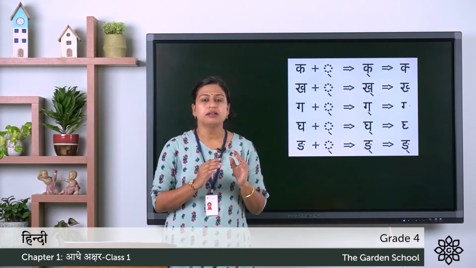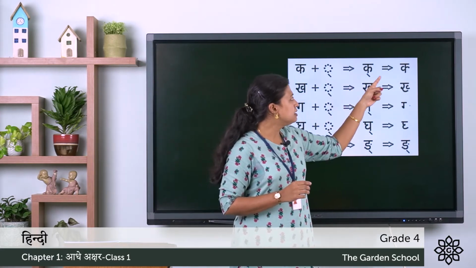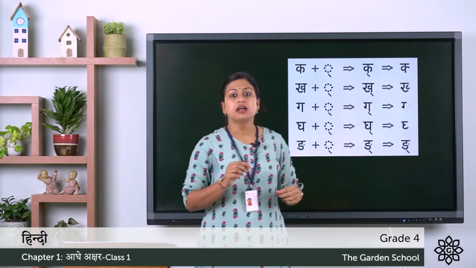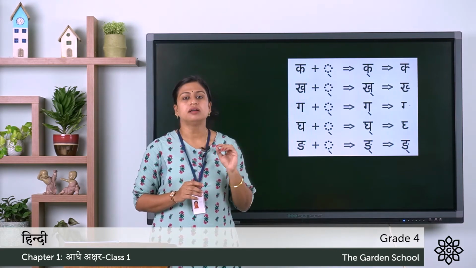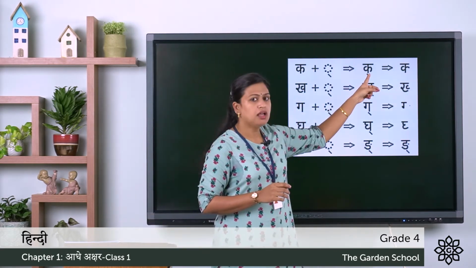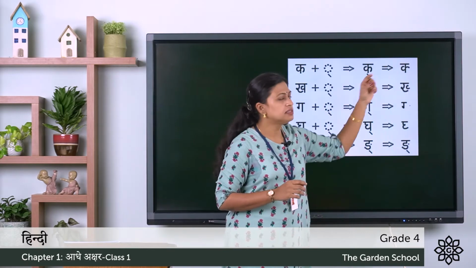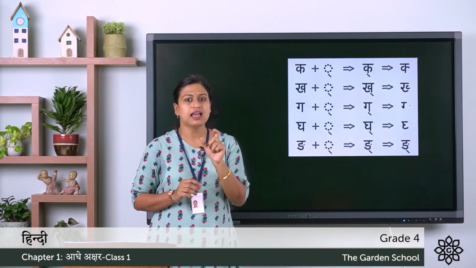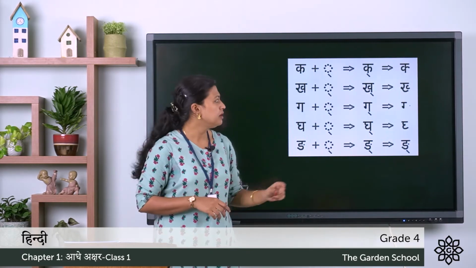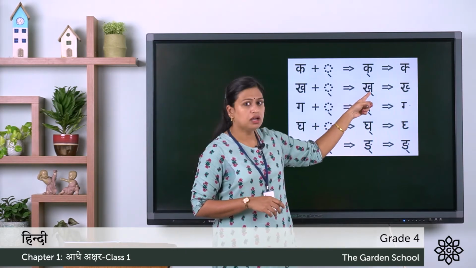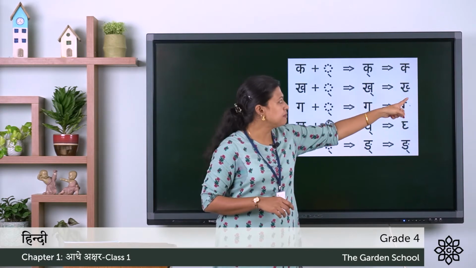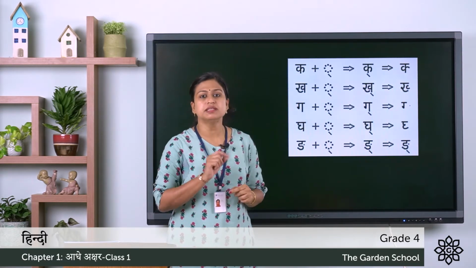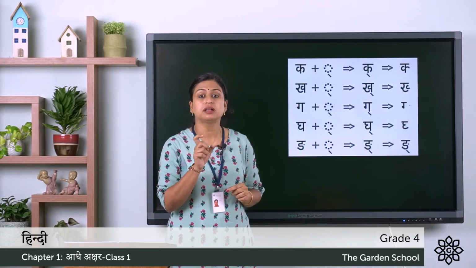So, Ka, but when we write this Hal symbol, we say K. It has a very short sound. This is Ka with Hal symbol, and this we pronounce K. It has a very short sound. Same way, Kha plus Hal symbol we write this way. That means the standing line is missing and we pronounce it K. Very short sound.